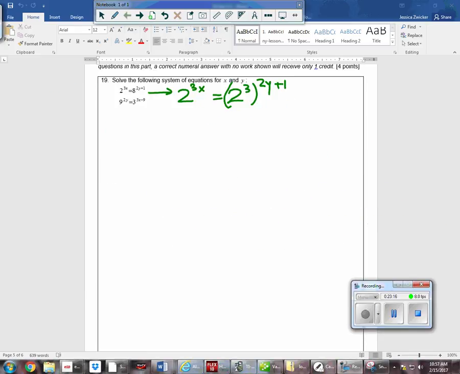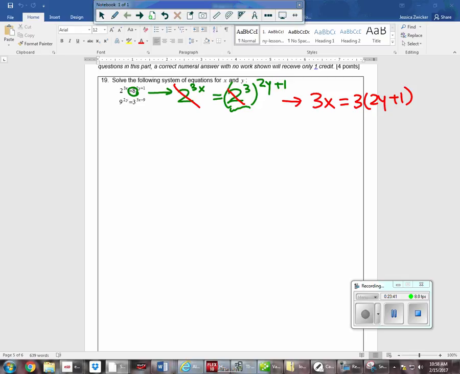And the last question for this video that we're going to go over is question number 19. 19 was worth 4 points. The first thing you had to do was change the base in the top equation to also be a base of 2. So I made 8 2 cubed. Once I do that, I have the common base of 2, and the equation that results is 3x equals 3 times 2y plus 1, or 3x equals 6y plus 3 when you distribute.